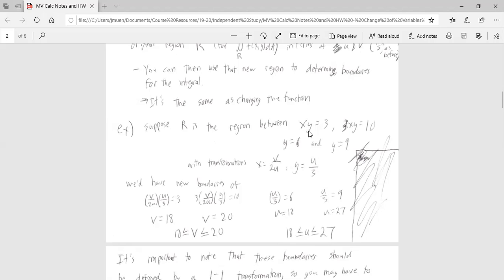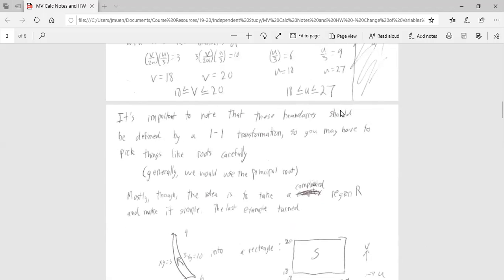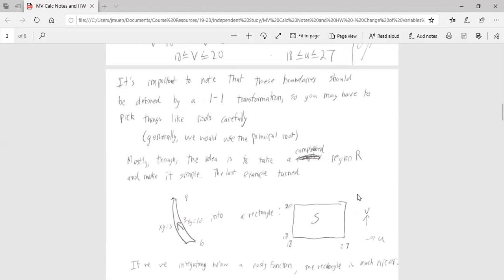So what was sort of this banana shape, if you will, has now become a rectangle, which is much easier to deal with. So this is what's going on here. We're taking a complicated region and making it simple.